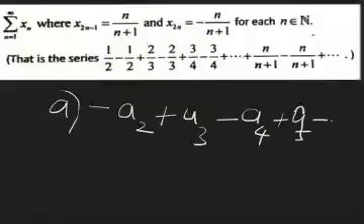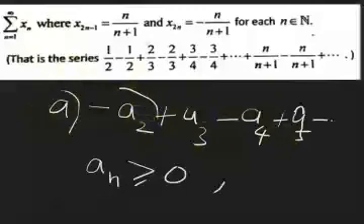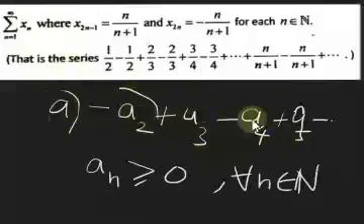But these are positive quantities, so these are positive quantities a_n, all a_n is greater than or equal to 0 for all n, and so then this is called an alternating series, right?